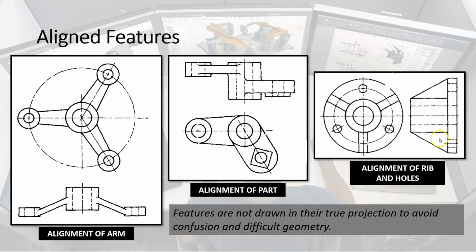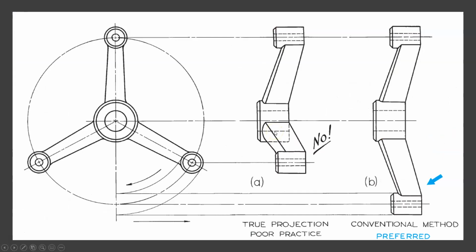Now, this can be a little bit confusing. Here's another way to look at exactly what's happening. These lines, these arcs, and these projectors through here, we don't actually leave on the drawing. These are just for construction purposes, but you can see what happens. You can also compare: this is the true projection, and look at how confusing and messy this is, and how difficult this would be to draw. This is the conventional method for this.